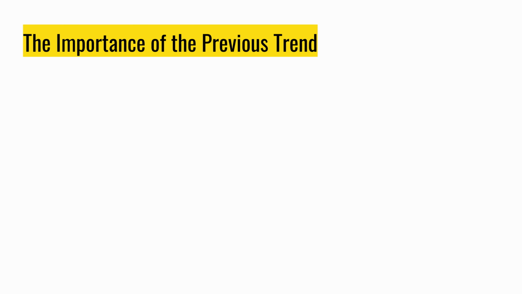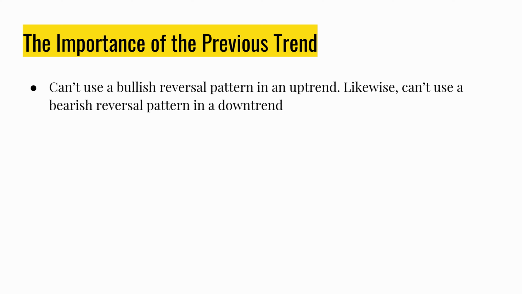However, even if I tell you how to read candlestick patterns, it will all be useless if you can't define the previous trend. For instance, you can't use a bullish reversal pattern in an uptrend and a bearish reversal pattern in a downtrend. Therefore, it is important to know what the previous trend is.